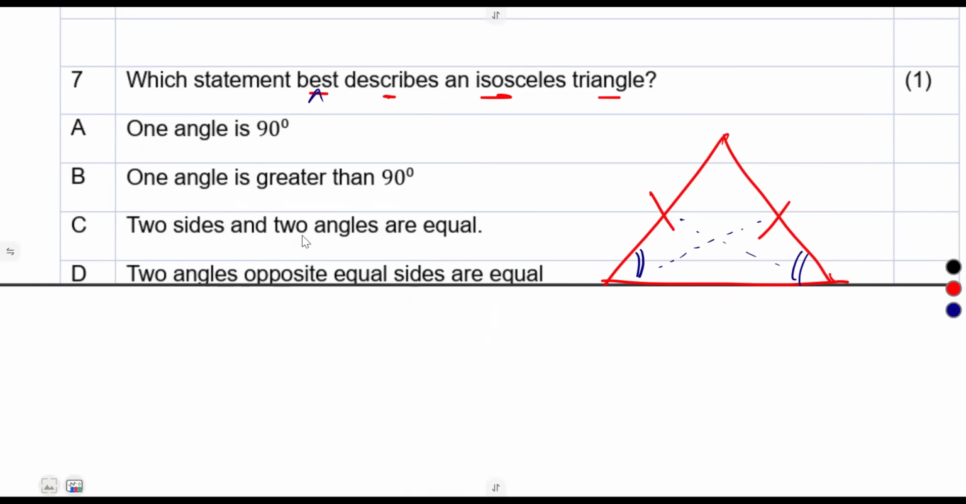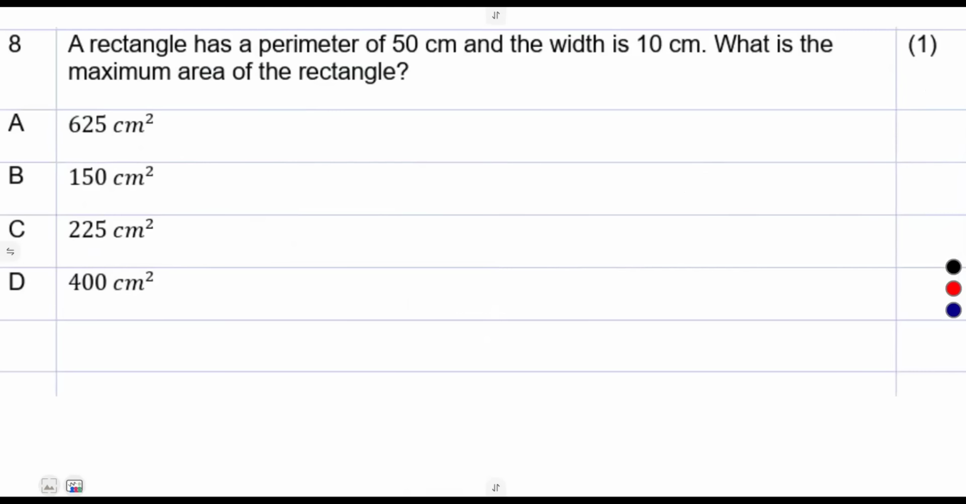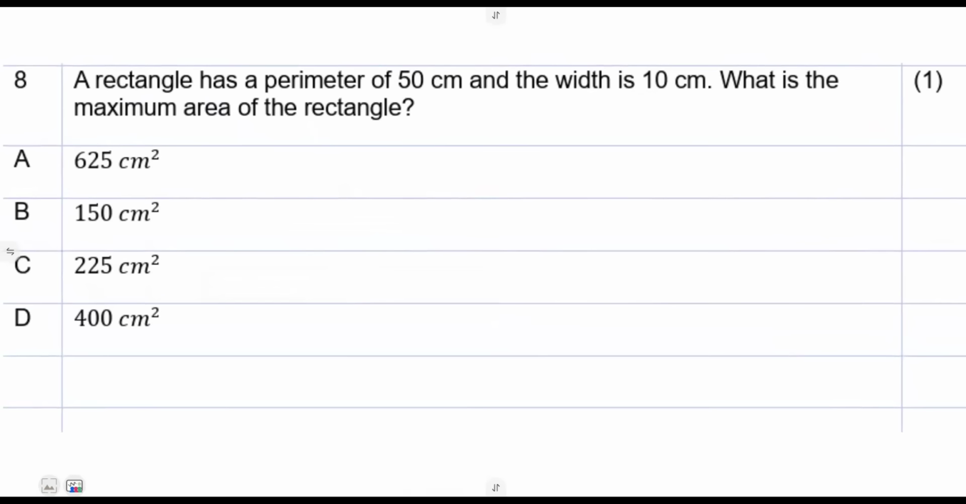Two sides and two angles are equal, which is exactly what we have. Two angles opposite equal sides are equal, all right, which is correct. But this one is best because two sides and these two angles are equal. So the best one, according to what we are given, was going to be C. It best describes what we actually call an isosceles triangle.